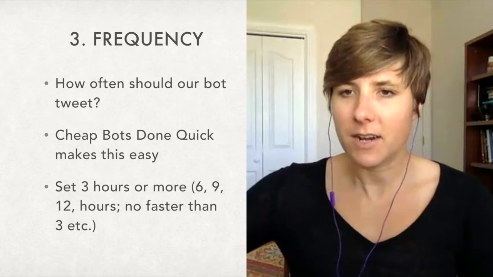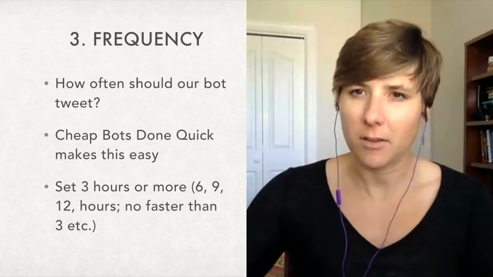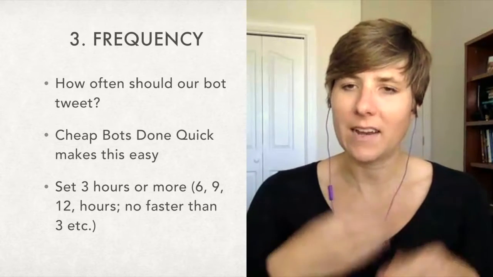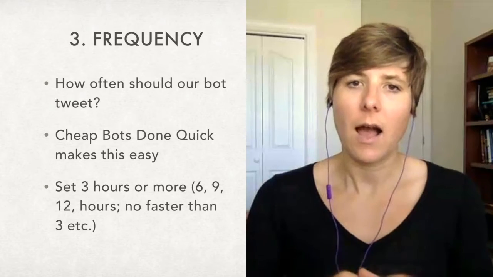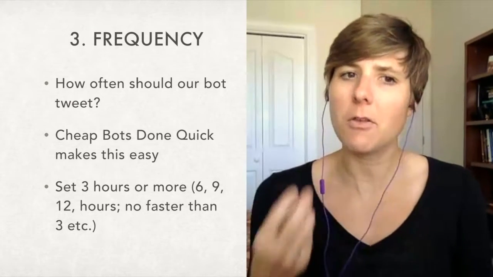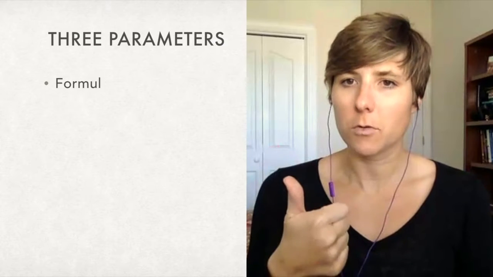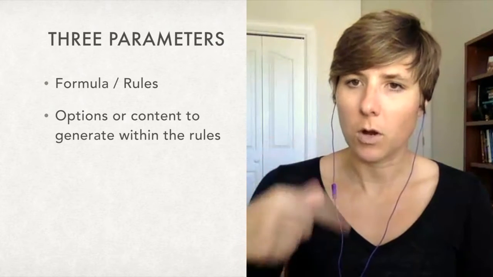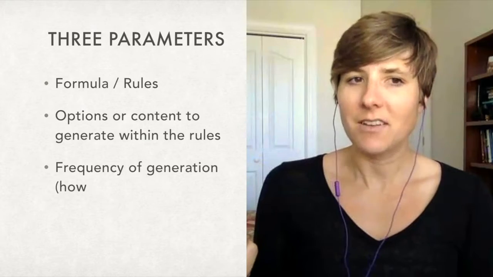So I'd say 3 hours or slower, which does mean that you'll need to build a bot and then leave it for a day to check back in and see how it's doing, or that you'll want to generate a lot from Bots Done Quick to make sure that all your formulas work. And I'll talk about that more in just a little bit. Okay, but those are your basic 3 things: your rules or formula, your options to generate within, so the words to substitute, and then how often to generate.